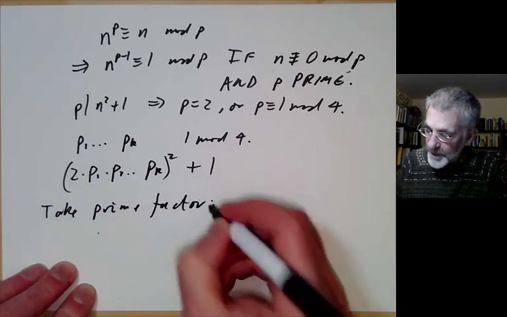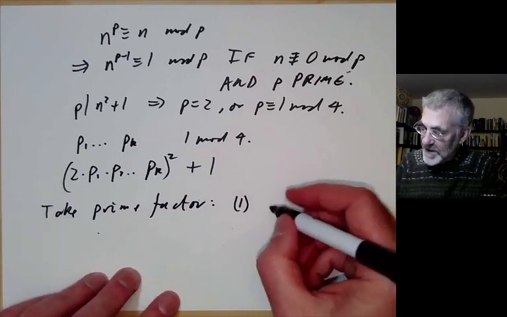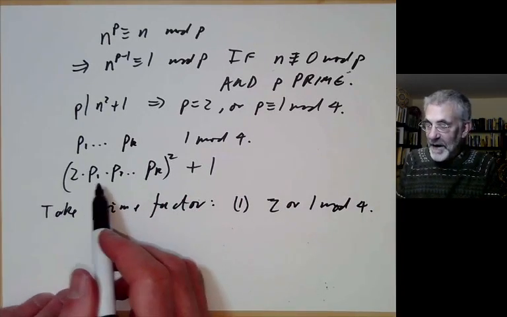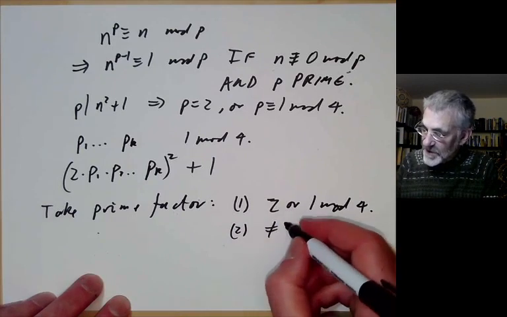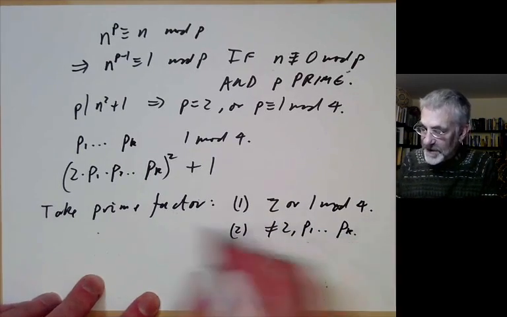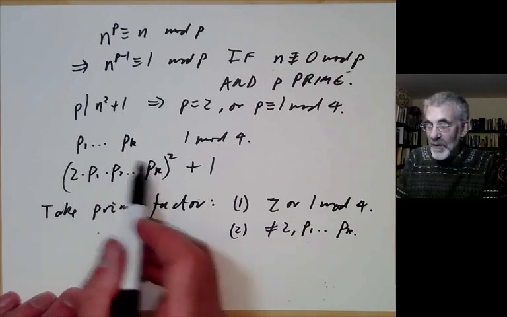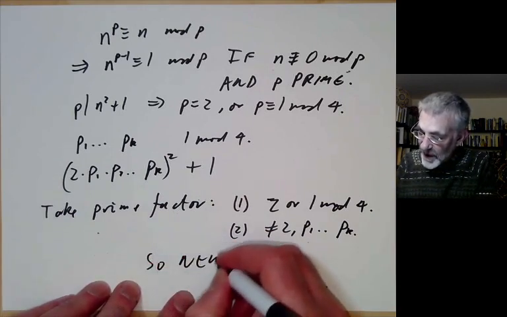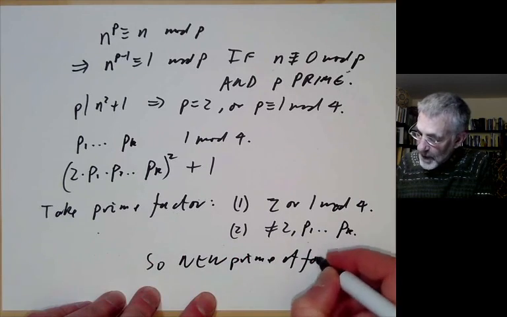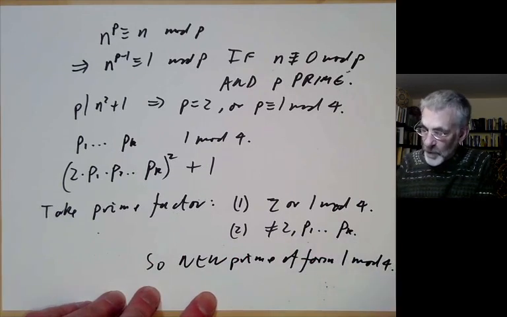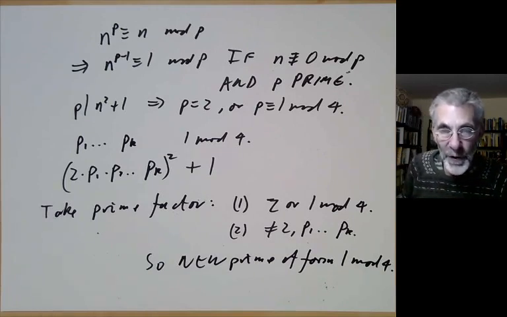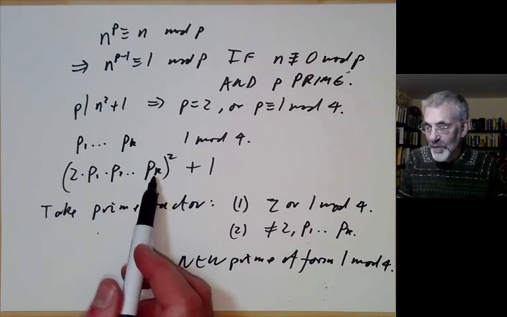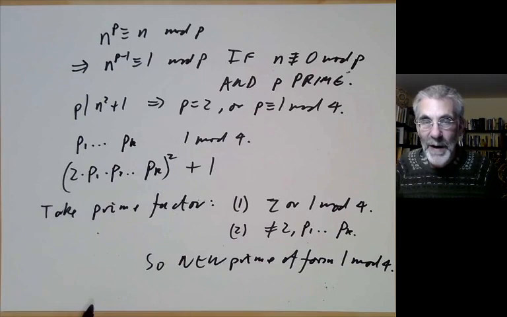This prime factor must have the following properties. It must be 2 or 1 modulo 4, because it divides a square plus 1. Second, it's not equal to 2 or p1 up to pk, because if it was equal to 2 or p1 up to pk, it would divide this bit, so it would divide the whole lot, so it would have to divide 1. So it's a new prime of the form 1 modulo 4. So we get an infinite number of primes of the form 1 modulo 4. If you actually try this, it's not a terribly efficient way of producing primes of the form 1 mod 4, because these numbers get very big very rapidly.